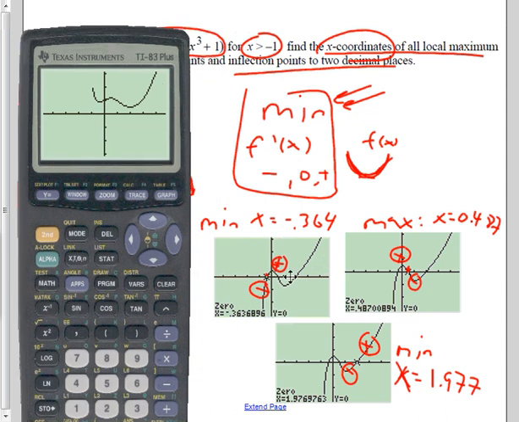As we would expect, we have a min at negative 0.36, that's right there. We have a max at 0.487, that's right there. And then we have another min at 1.977, which is right there. And we found those mins and maxes by inspecting the first derivative. The last thing is to find the inflection points.